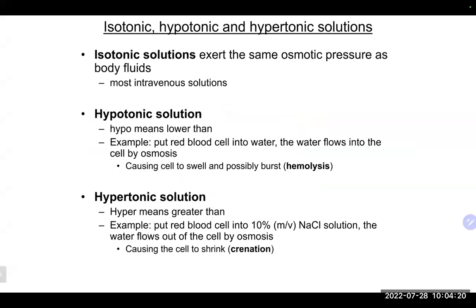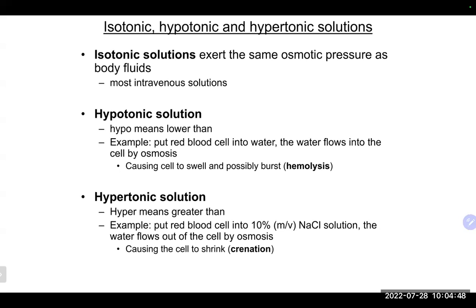Last couple of things here we're going to talk about is different ways that you could classify solutions. There's three different classifications for solutions. One is isotonic, one is hypotonic, and one is hypertonic. Isotonic is basically solutions that exert the same osmotic pressure as body fluids. Those are typically what IV solutions are. So they don't give you an IV and ruin and give you more problems.